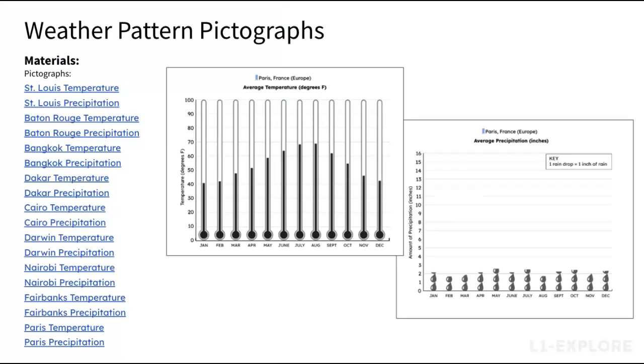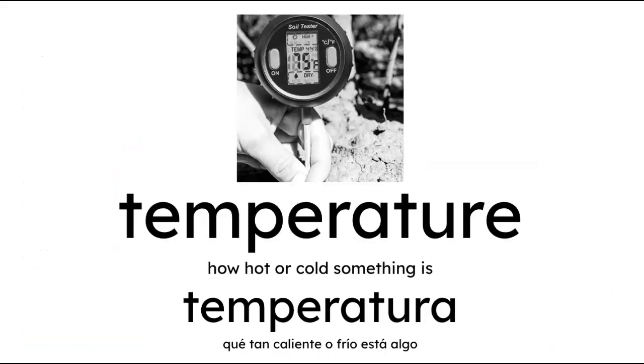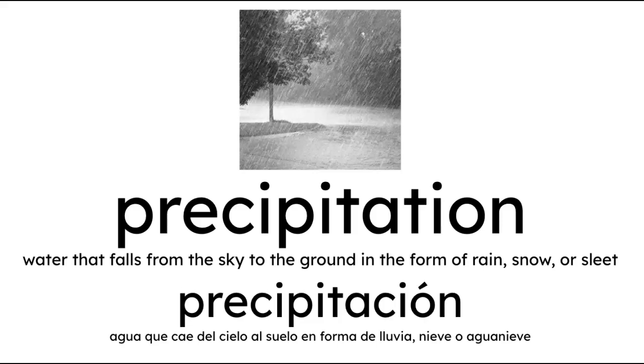For the Explore portion, you'll divide your students into 8 groups and give each group a copy of the St. Louis, Missouri weather pattern pictographs and also display it on the board. You'll point out how one graph is for precipitation and one is for temperature. This is a good time to post the temperature and precipitation vocabulary cards.